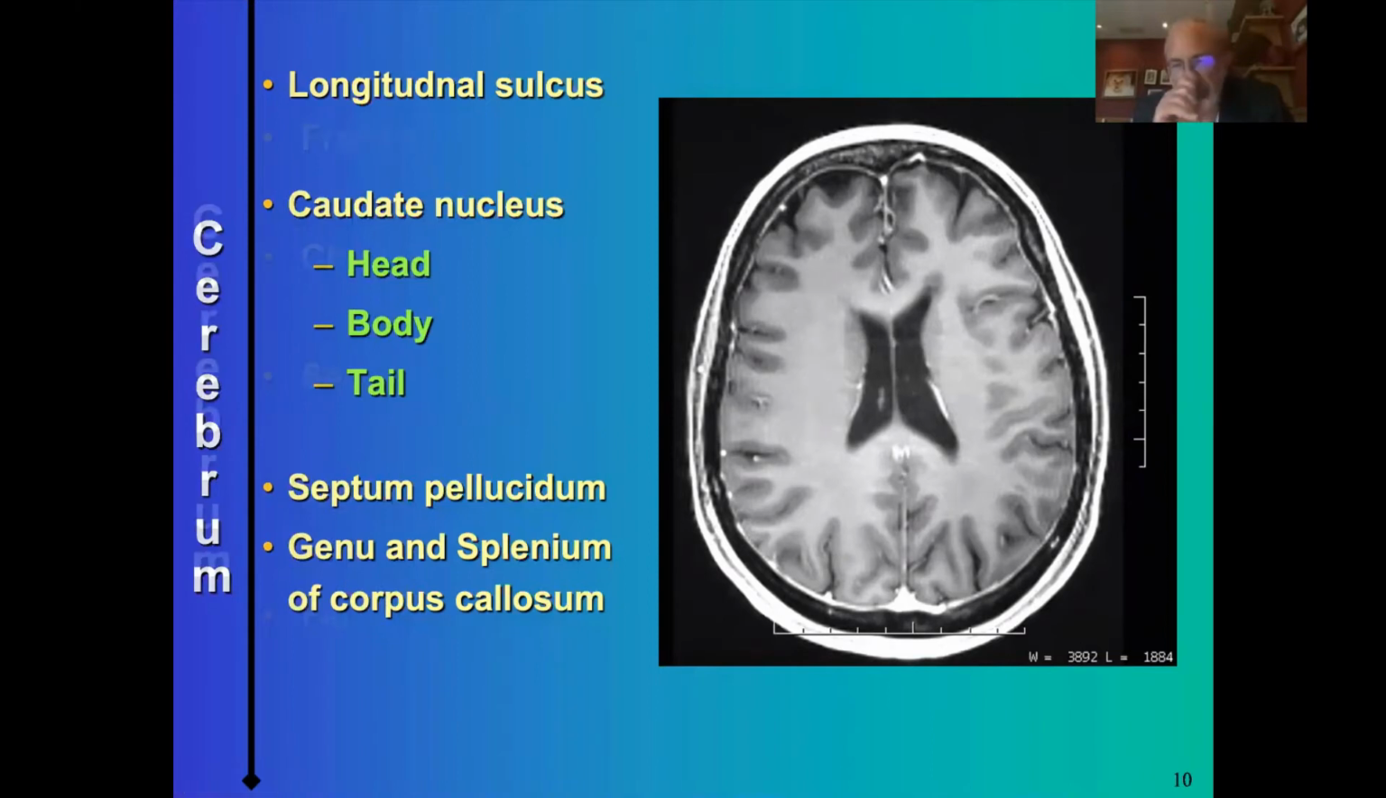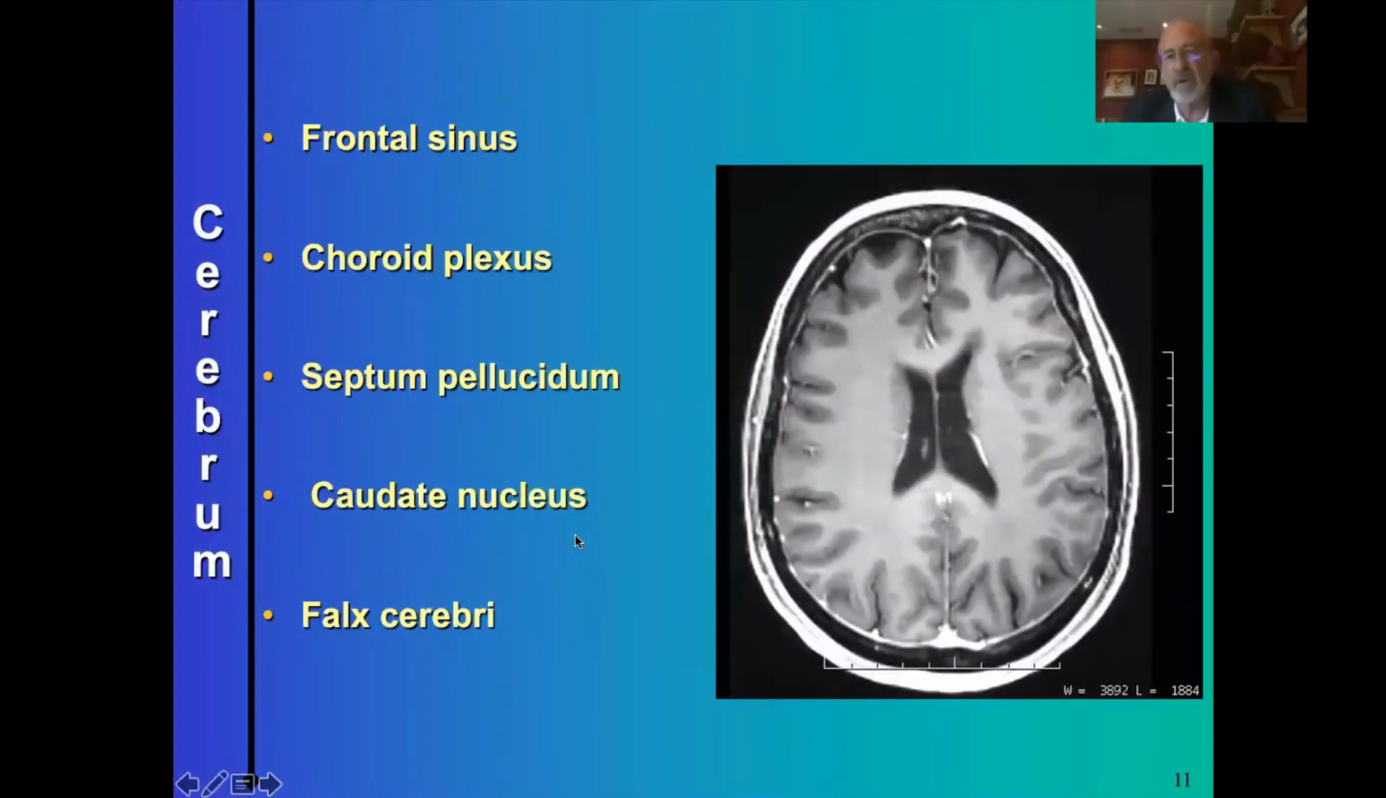Continuing down, and I'm taking these in very incremental slices, so we're not really seeing a lot of change or transition, so I don't miss any of the key anatomy.